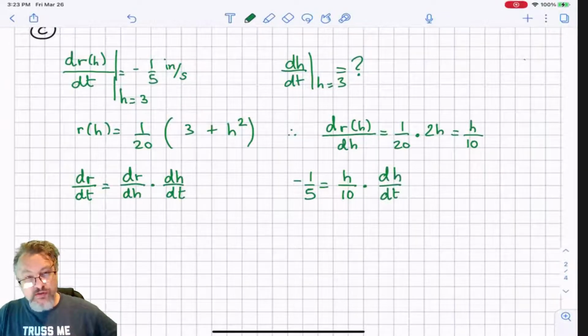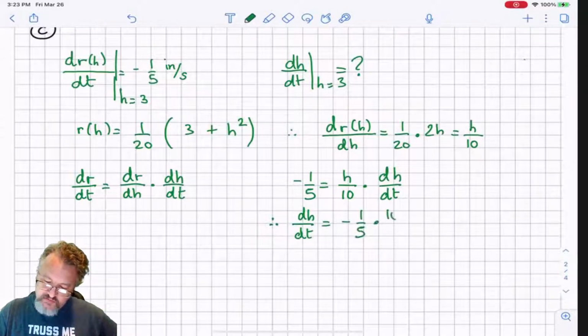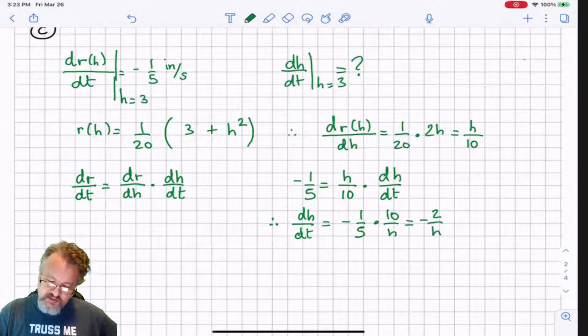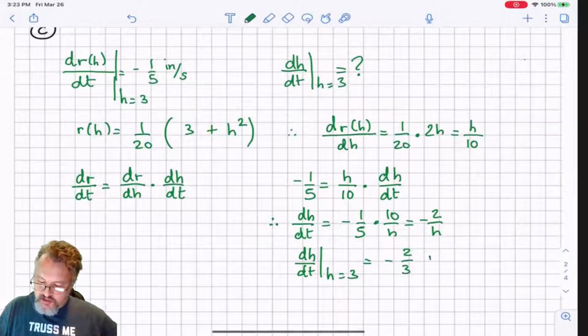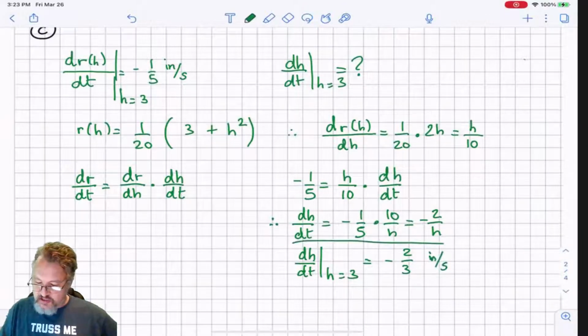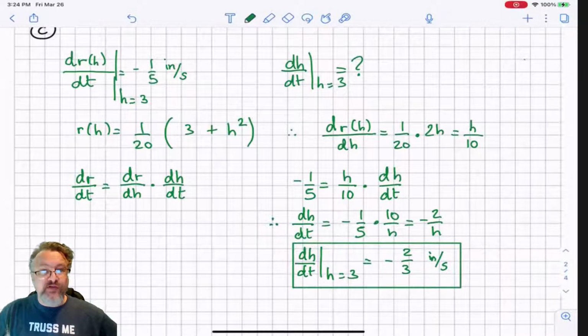So this is a beautiful result right here, because if I isolate dh over dt, it's going to be equal to negative 1/5 times 10 over h, which is negative 2 over h. And since we are trying to find dh over dt when h is equal to 3, we just replace h by 3, and we get negative 2 over 3, and it's going to be inch per second. Okay, and this is it for this problem.